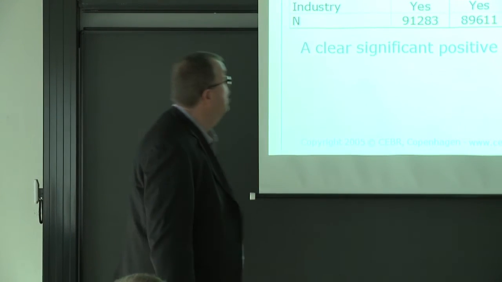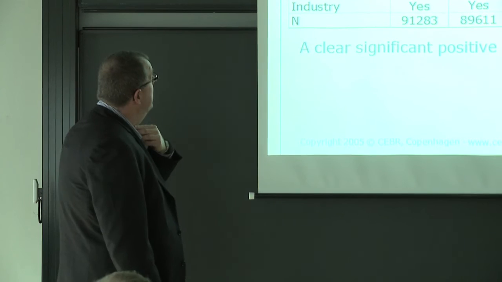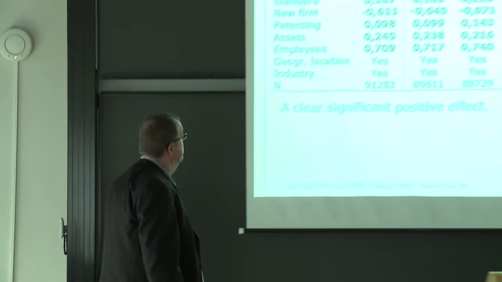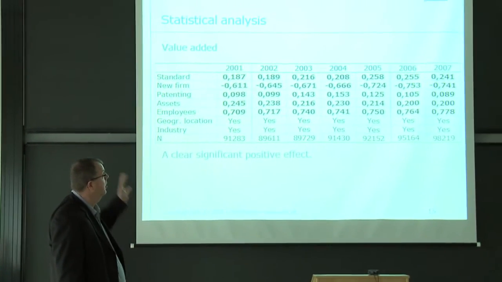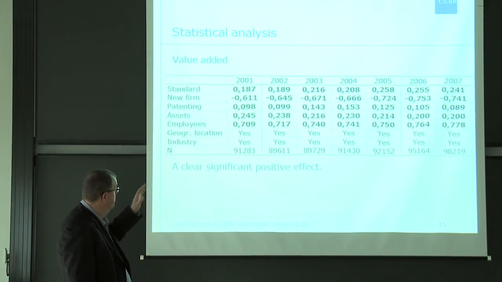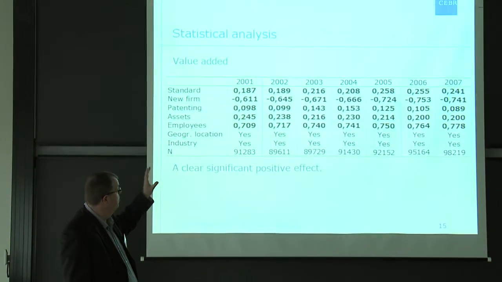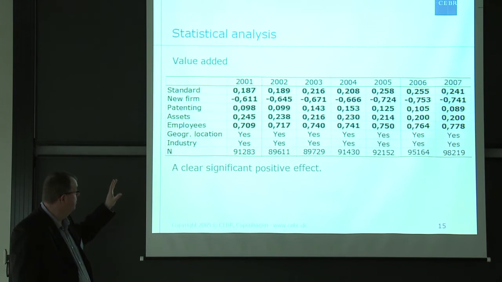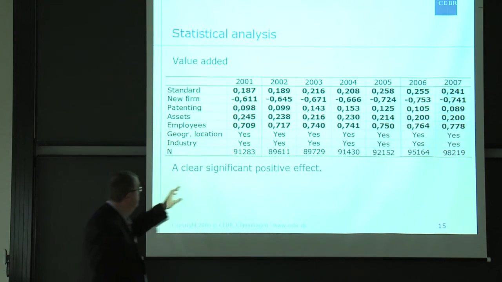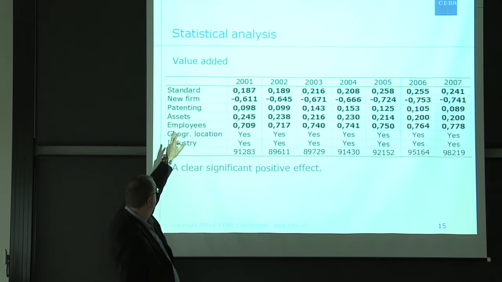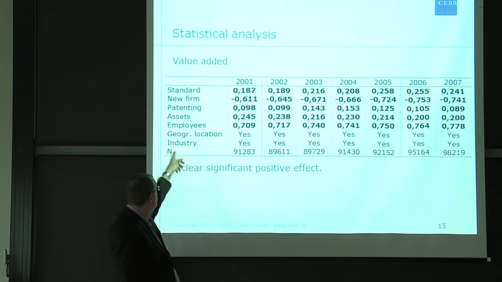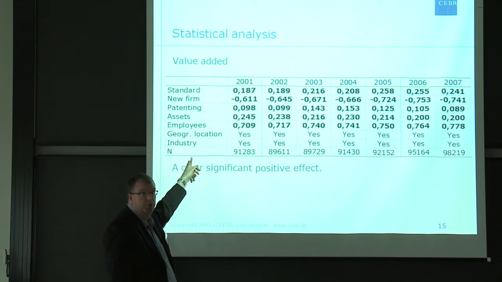Okay, so these are the results for value added in Danish firms. We carry it out for a number of different years. I'm not going to tell you much about the details here, but the numbers in bold are statistically significant at the 5% level. The yeses here mean that, in addition to controlling for these variables up here, we have also controlled for the geographical location within Denmark, and for which industry the firms belong to, of the 27 industries that I mentioned before.